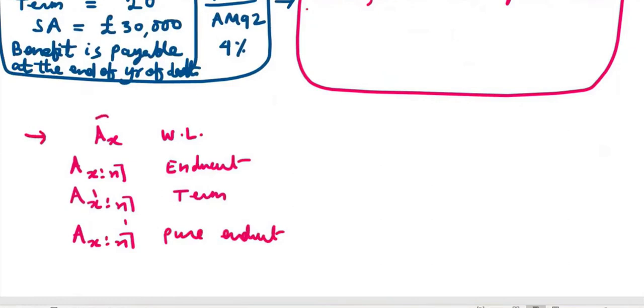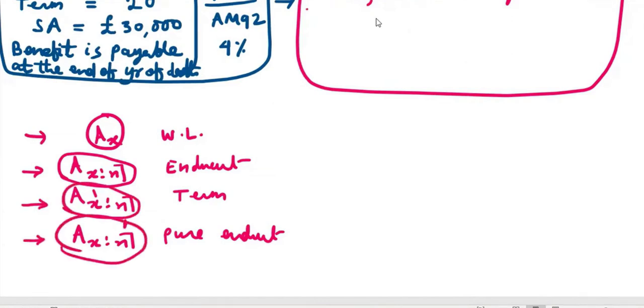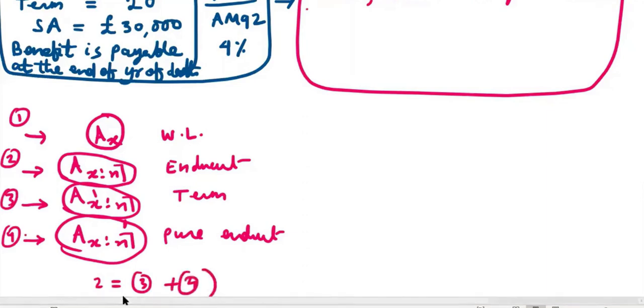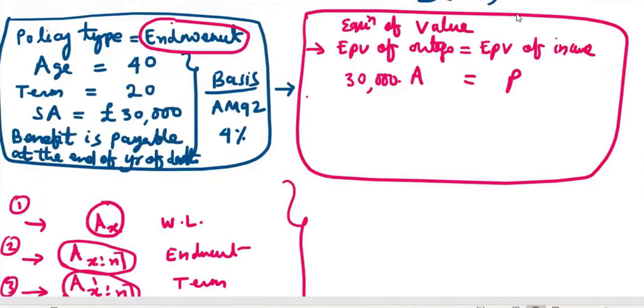So this is for whole life, this is for endowment, it's valued only for a term of n years. However, you have both benefits, survival benefit as well as death benefit here. And this one is term. Term means only death benefit, here only survival benefit, 1 here. If you add these two, you will get this one. This plus this will give you 2. 2 is 3 plus 4. This we know.